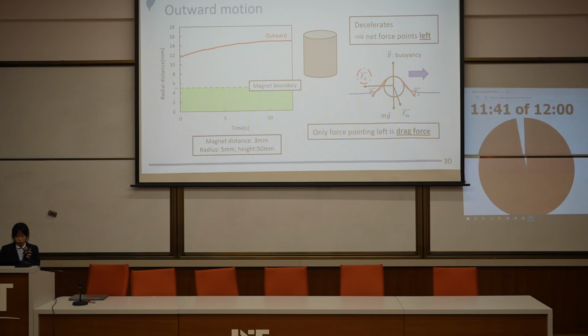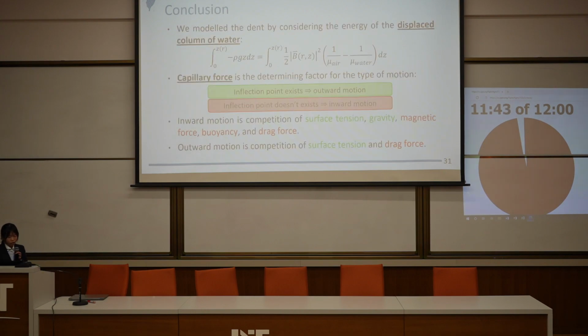And so our conclusion is that we can model a consideration of the displaced column of water, and that capillary force is the primary factor of our type of motion. Inward motion is a combination of these forces, where the green one would be accelerating and the red one will be decelerating, while outward motion is a combination of these forces. And that will be my presentation. Thank you.